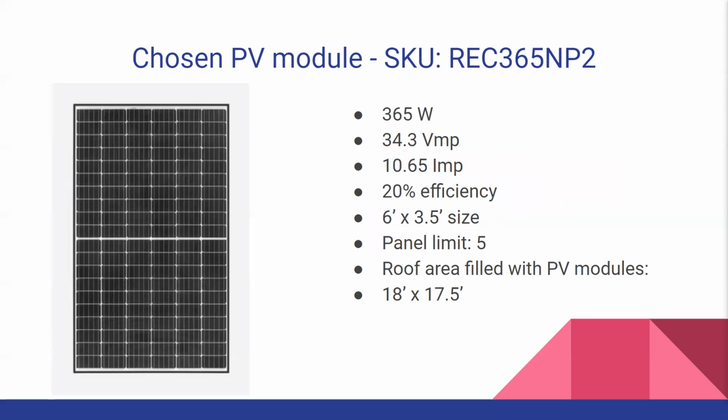For our specific scenario, we have chosen this PV module that outputs 365 watts per panel, 34.3 VMP, 10.65 IMP, and is roughly 20% efficient. The size is about 6 foot by 3.5 foot. For the size of the roof that we have, we can fit 5 panels, which take up roughly 18 by 17.5 feet in area.